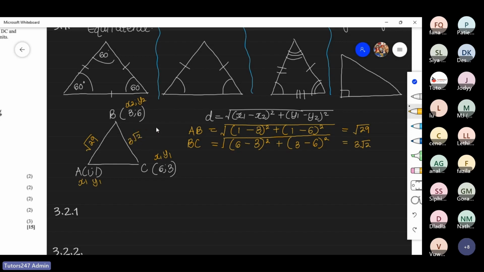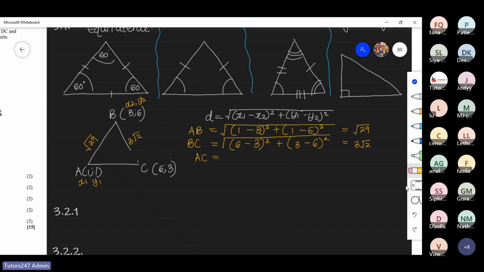So in order for this to be an isosceles triangle, we then need AC to be equal to either 3 root 2 or root 29. AC has to be equal to one of the other sides. So let us calculate AC. I'm going to change my coordinates of C to be x2, y2.